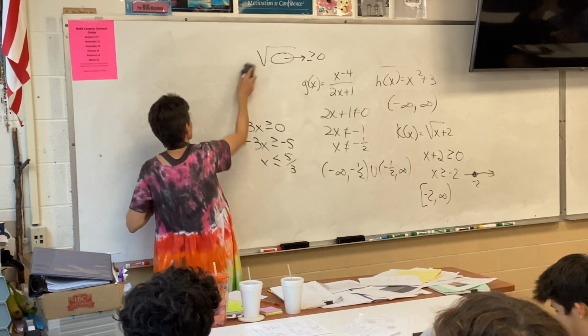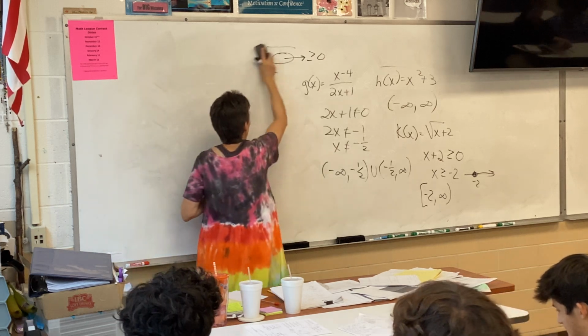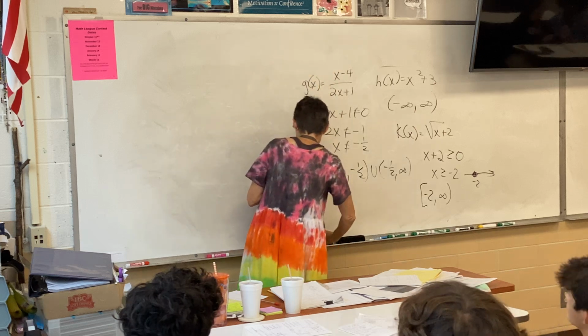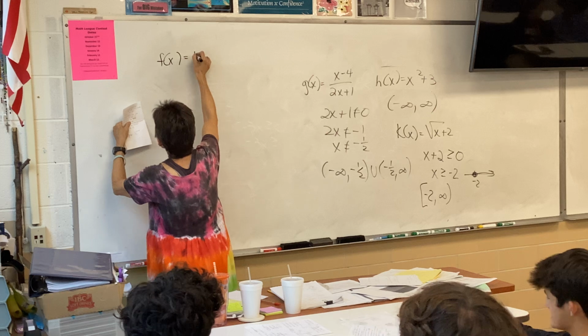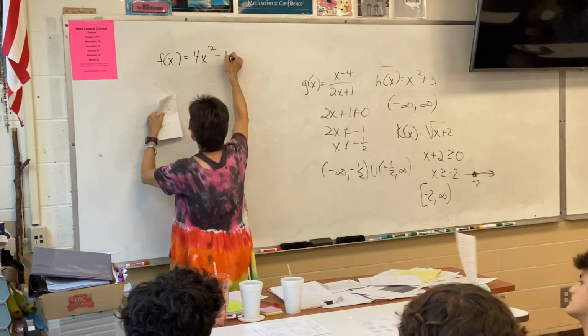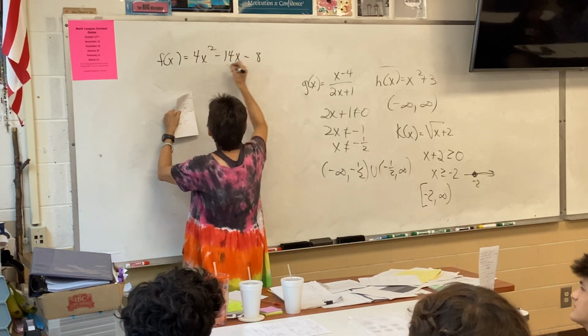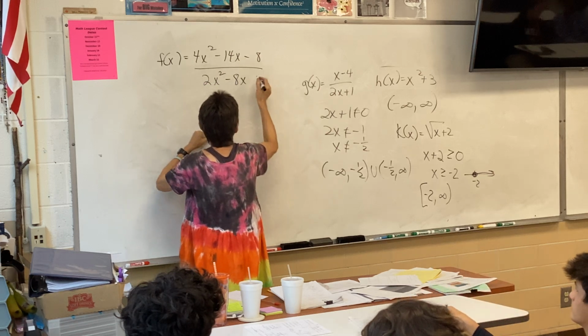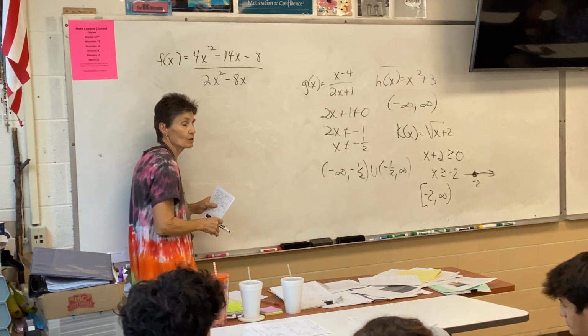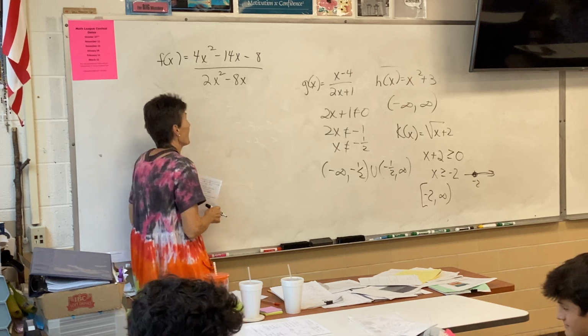Alright, number 5 says we're going to list all of the asymptotes and holes. So what do we have to do first? We've got to factor it. I heard somebody say that. We're going to factor it.